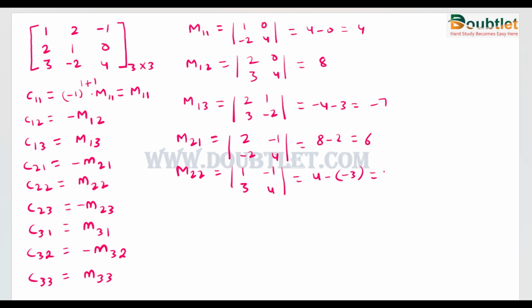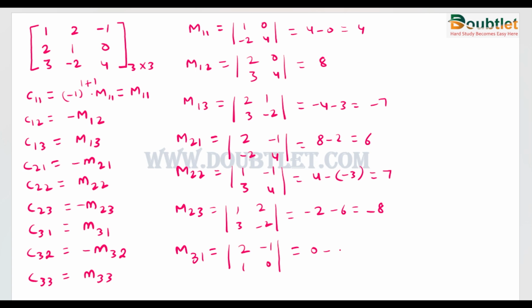Similarly M23: we will remove the second row and third column, and the remaining matrix is 1, 3, 2 and minus 2. If we find the determinant, it is minus 2 minus 6, which will become minus 8. And here we can write M31: we have to remove the third row and first column, and the remaining matrix is 2, 1, minus 1 and 0. So it will become 0 minus of minus 1, which is 1.